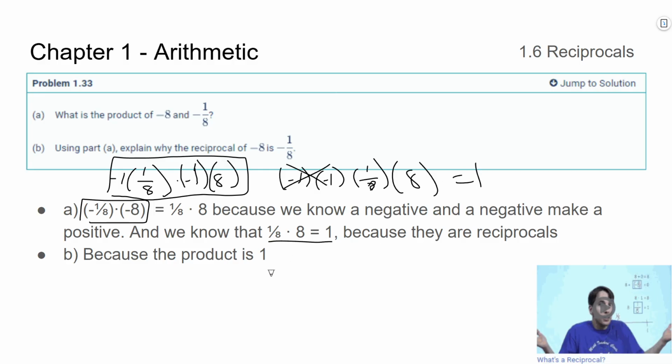So we have that right here. So using part A, we can explain why the reciprocal of -8 is -1/8: when you multiply them together, you get 1. So that's the definition of a reciprocal. And that's it. We got through reciprocals. That felt pretty quick. So go ahead and do your 1.6 exercises if you have the textbook, and I'll see you next time for 1.7.